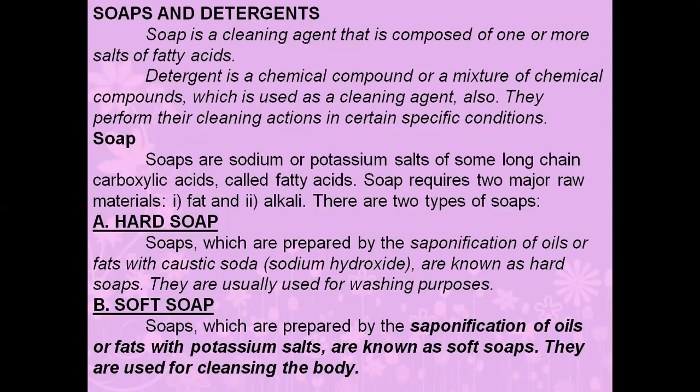Soap and detergent are two cleaning agents. The soap is a combination of one or more salts of fatty acids. The detergent is a chemical compound; it is also a cleaning agent. First we take the soap. The soap is a sodium or potassium salt of some long chain carboxylic acid called fatty acid. It requires two major raw materials, that is fat and alkali.